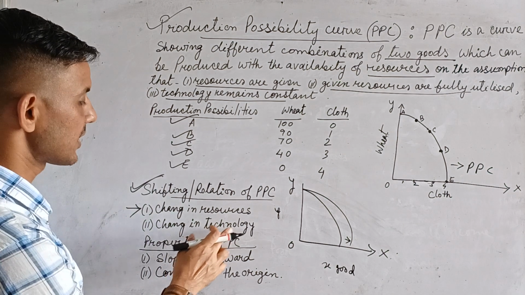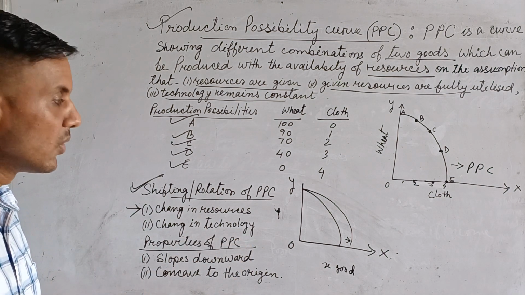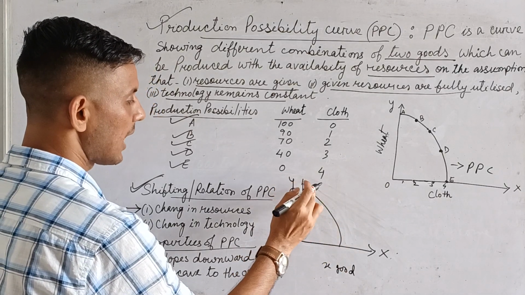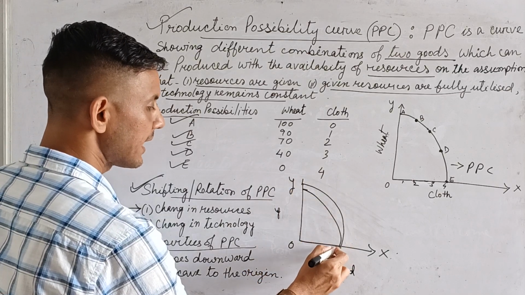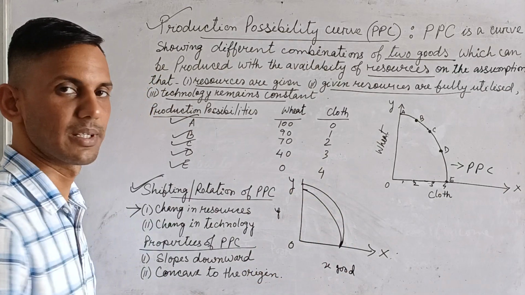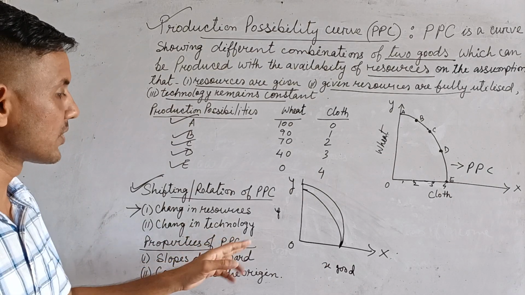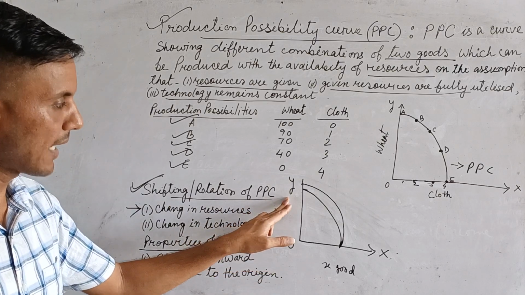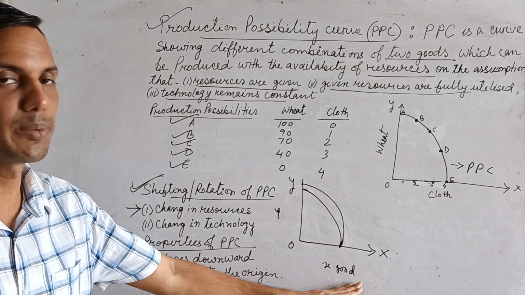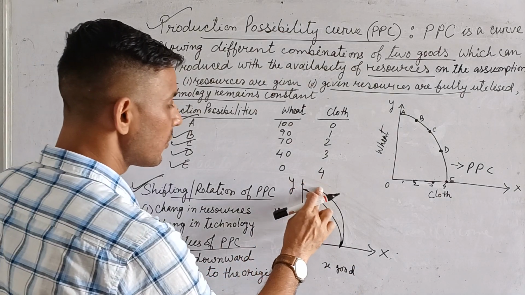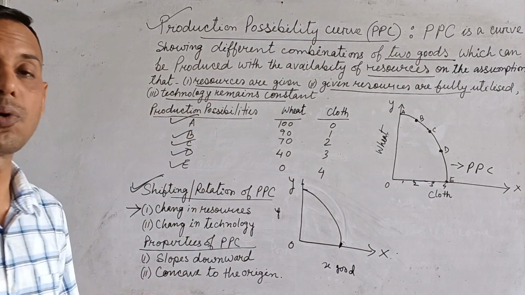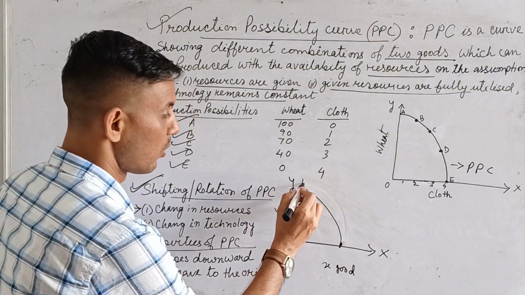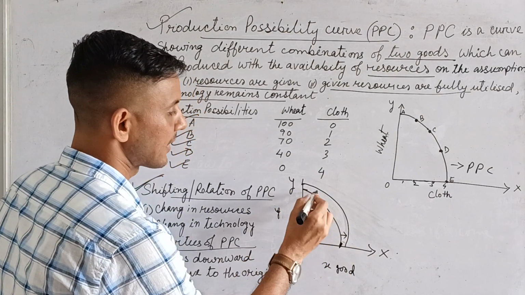Again, change in technology. If we use efficient technology only for the production of Y, then what will happen? Production of Y will increase and X will remain constant. Very simple. Again, if we use efficient technology for both productions, X and Y, then what will happen? Both productions will increase.